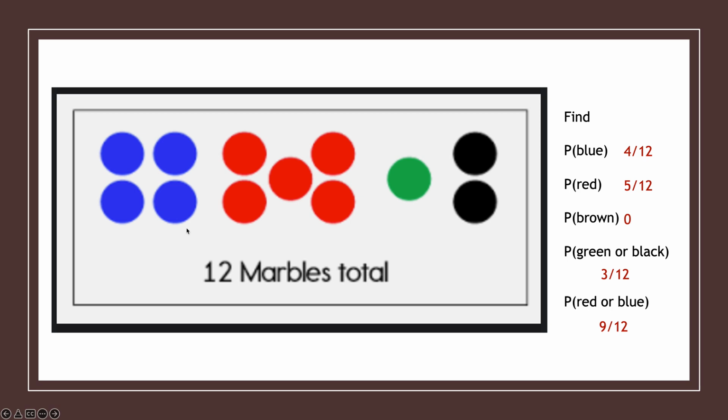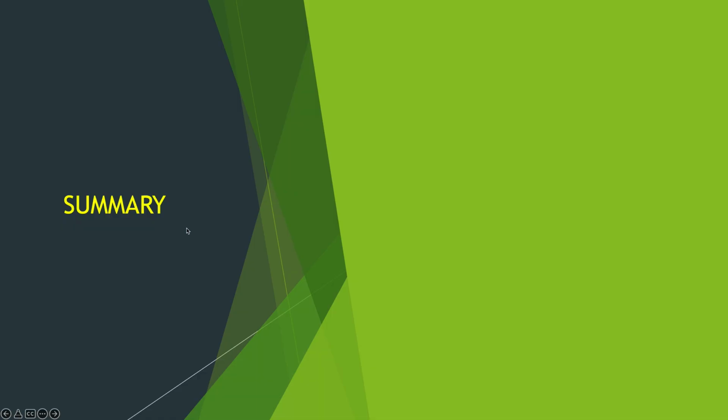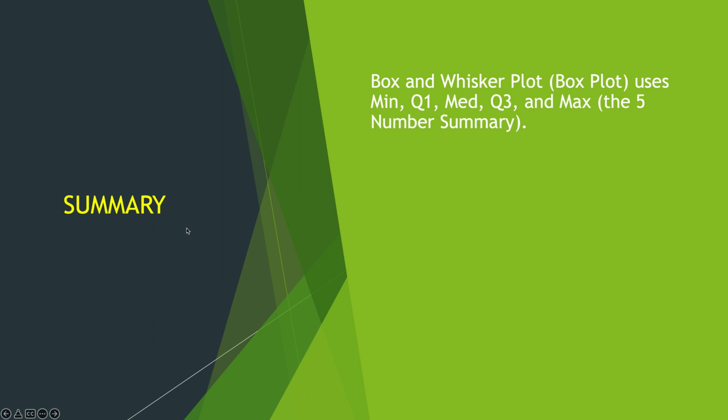So let's summarize all we've been through today. Box and whisker plot. The box plot uses the 5-number summary: minimum, first quartile, median, third quartile, and maximum. And then you make the box in the middle. Don't forget the line down the middle for the median. And then the whiskers left and right to minimum and maximum.